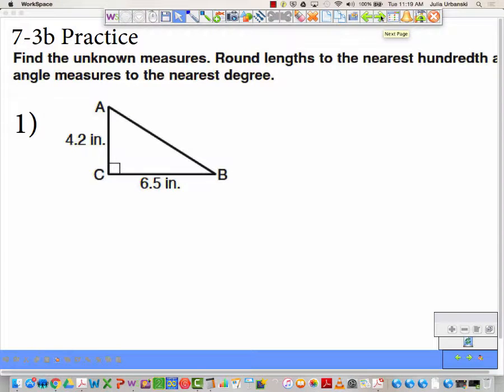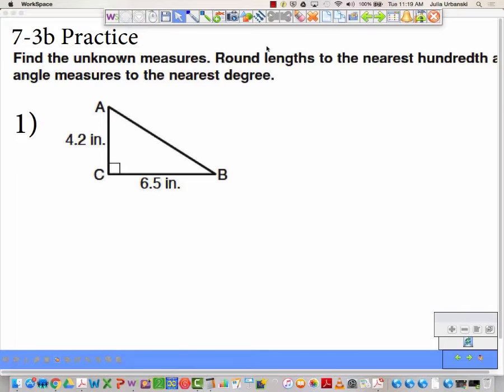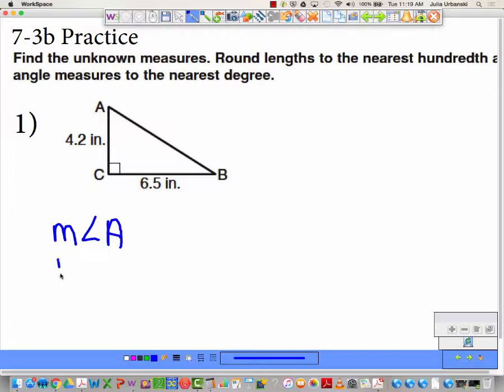Alright. What are the 3 missing parts? Angle A, angle B, and side AB. Okay, good. So now, you and a partner try to figure out angle A and B. For one of them, do the work. For the second one, just subtract from 180. And then after that, try to find the measure of side AB.